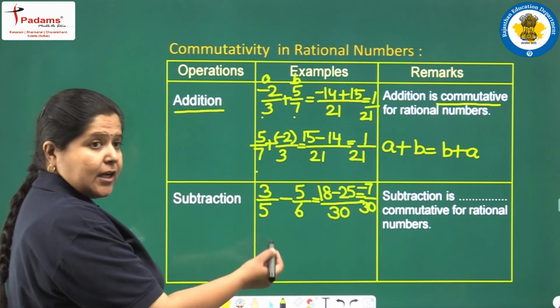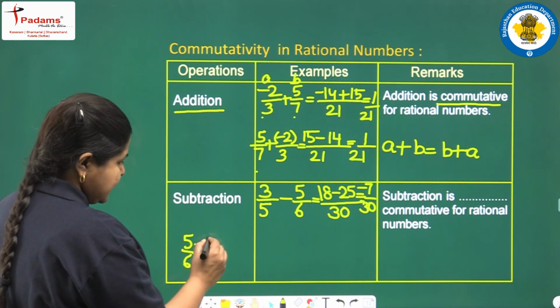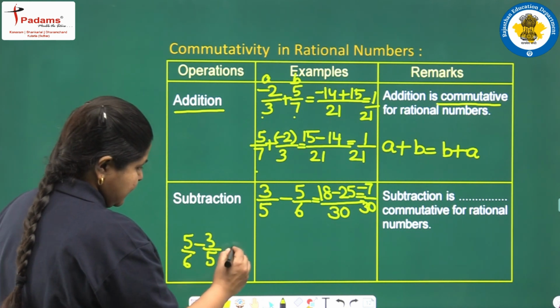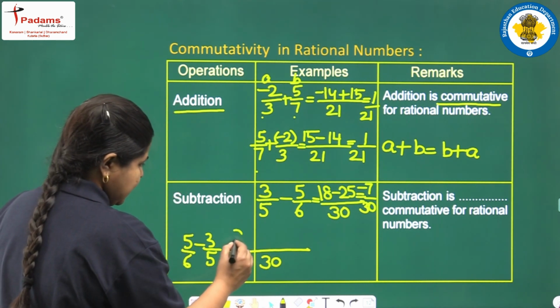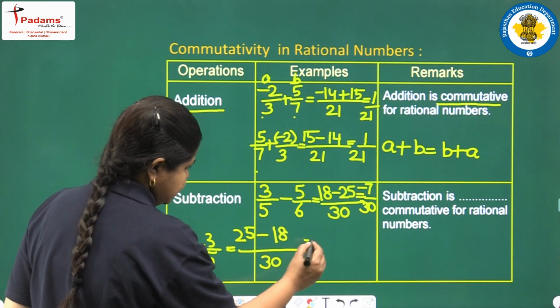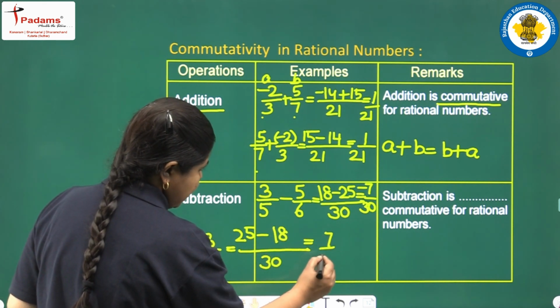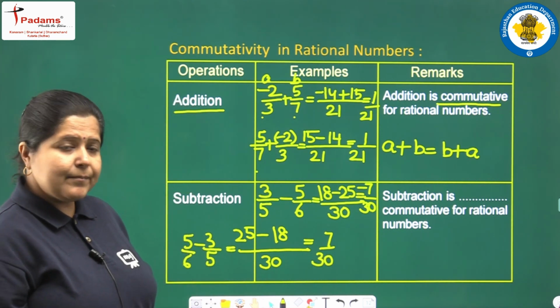Now let us change the order. 5 by 6 minus 3 by 5. Again the LCM is 30. 25 minus 18. 7 by 30. So is the answer coming out to be the same?